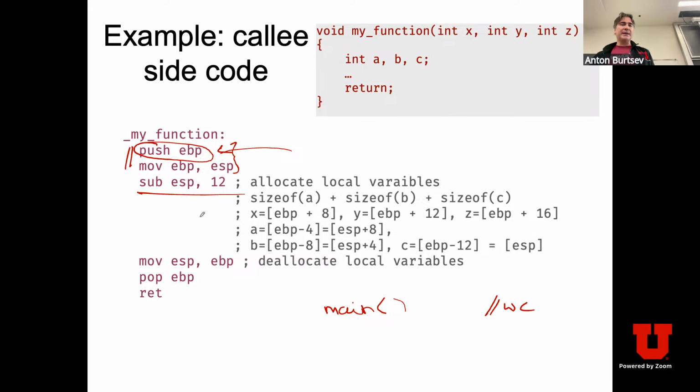So here we subtract 12 bytes because we have 3 local variables here, A, B, and C. They are all integers. On 32-bit machines, integers are 4 bytes. And so that's why 12, right?